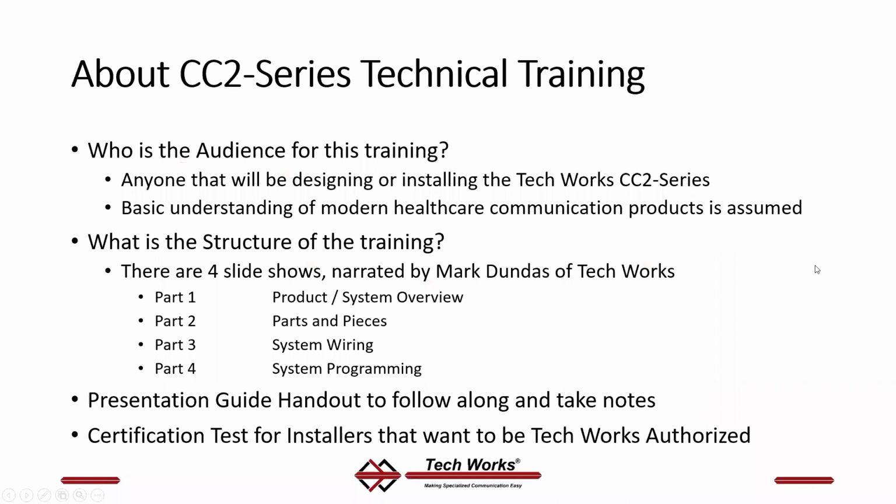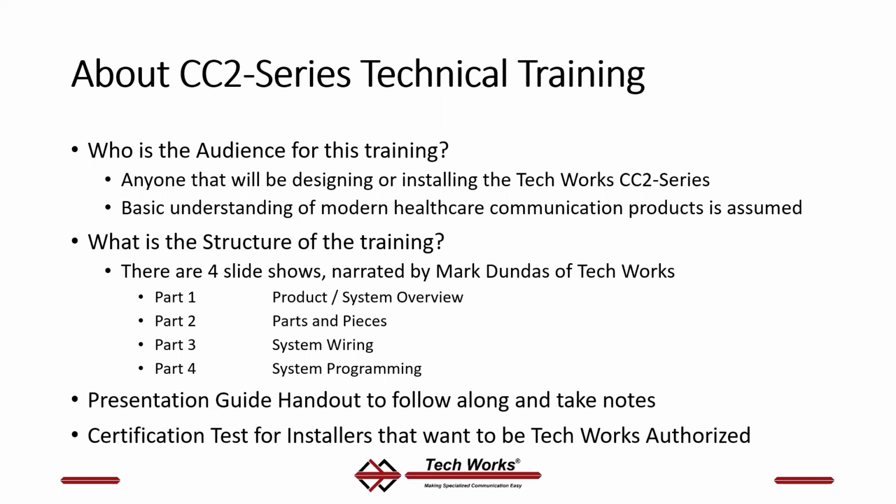A little housekeeping before we get started about our technical training. The audience for this technical training is anyone that will be designing or installing the TechWorks CC2 series. We assume a basic understanding of things like what a nurse call is. We don't think we should have to explain what a nurse call or an intercom or any of that type of thing is. We assume you know that.